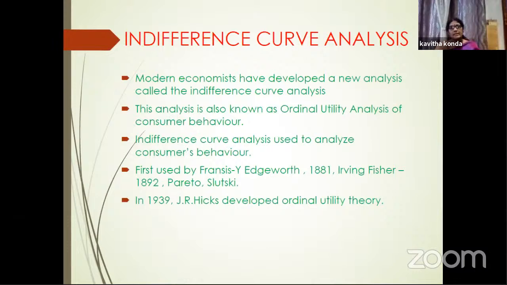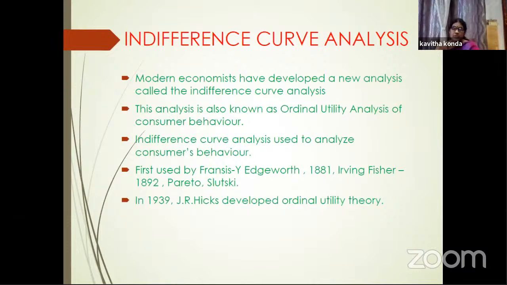Ordinal utility analysis approach. Mostly it was the cardinal utility. By using the cardinal utility, Marshall explained the diminishing marginal utility by taking a single good. But here, they're taking the two good model, Hicks and Allen. They explained this indifference curve analysis. Mostly the modern economists developed the analysis called the indifference curve analysis. So this is also known as the ordinal utility analysis of consumer behavior.